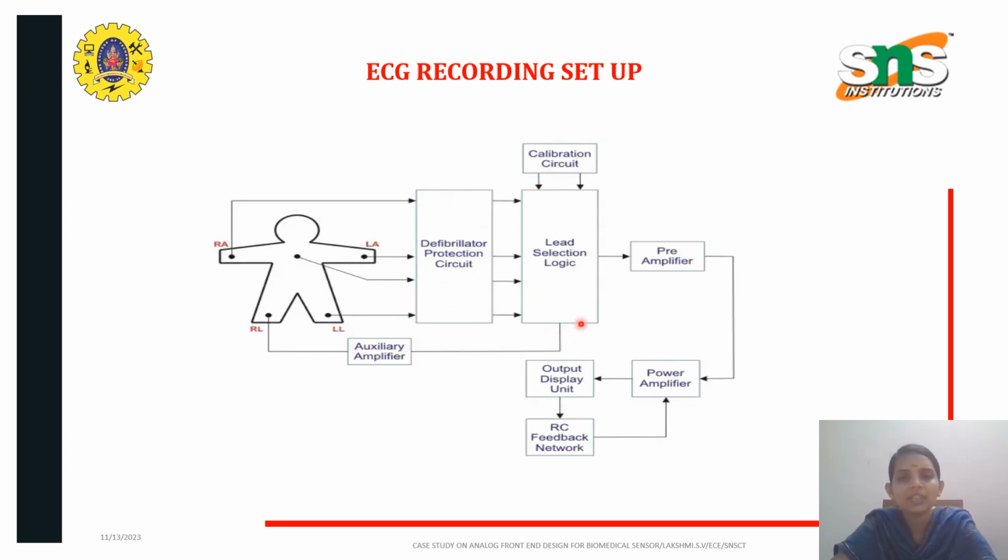And then we have lead selection logic. As we have told, there are two types, bipolar and unipolar, so based on the need, the lead selection can be done. And we have a calibration circuit in order to prevent any errors present in the circuit. We have an amplifier circuit which will boost the weak signal and is given to the power amplifier. Here in the output display unit, we have a pen motor which requires high power to write the signal over the CRO, hence we have the power amplifier. So this is the overall setup of ECG recording.